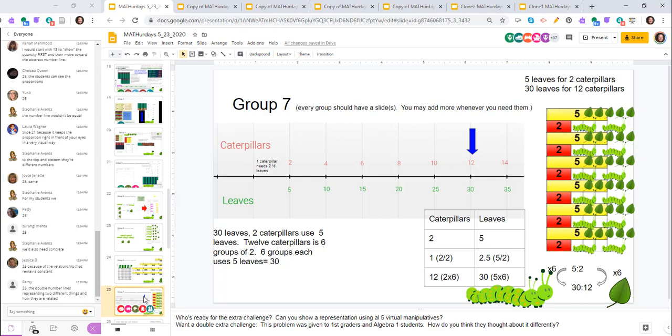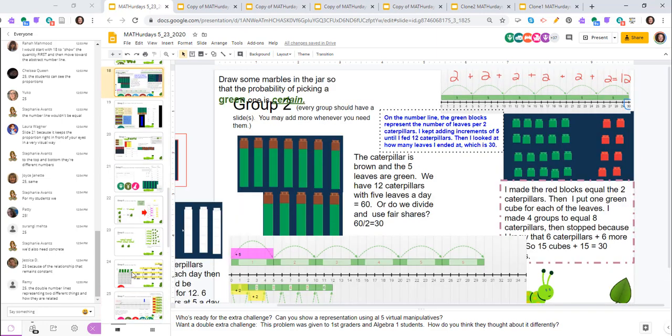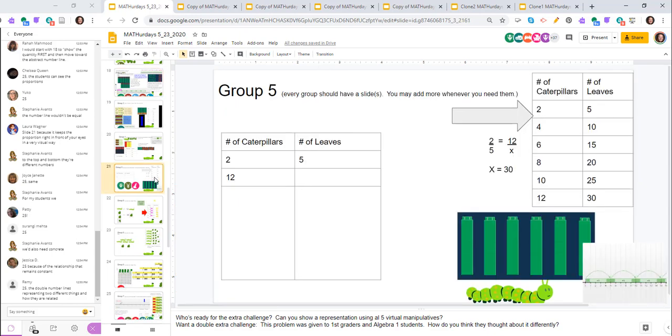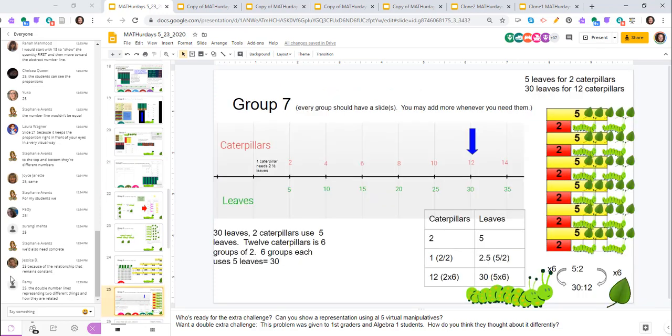Go ahead. In fourth grade, we do a lot of function tables, and I don't know why I've never thought about using double number lines. We're used to doing double number lines when we're comparing fractions, but this makes so much sense now that I don't think I can do anything else.